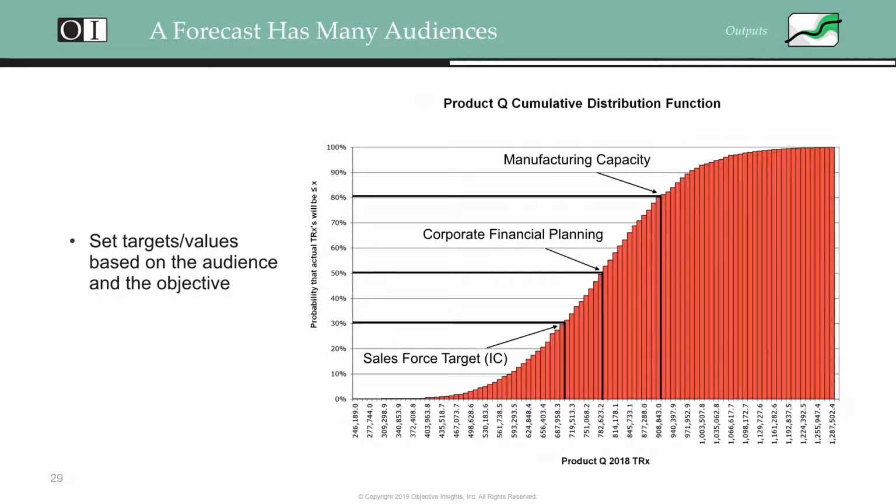And you can see that you might want to set a target or a value based on the audience and its objectives. So for example, with manufacturing, we don't want to have stockouts. So we would say, okay, for manufacturing, we want to be 80% sure that we make enough product. For corporate financial planning, we want to be pretty much right in the middle and have our best estimate, which is at the 50% value. For Salesforce incentive compensation targets, maybe we want to make sure that the Salesforce reaches their targets most of the time. So we would set the Salesforce target lower so that there's only a 30% chance that we would be below that value.